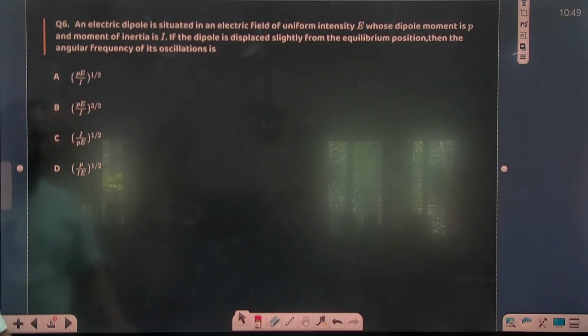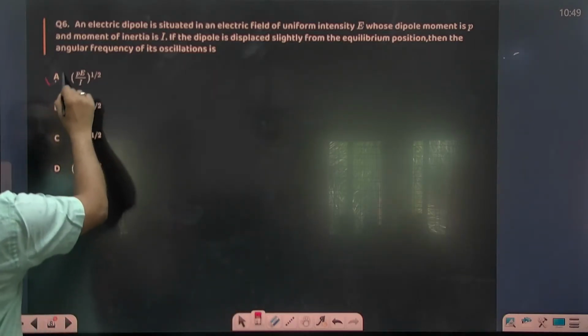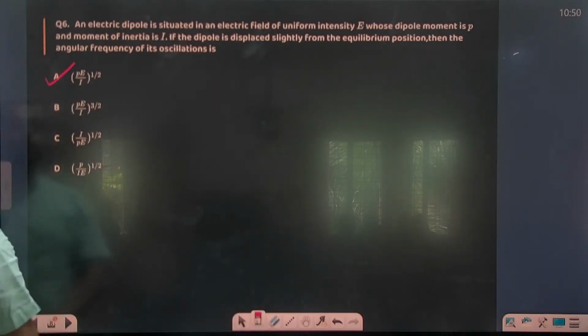Angular frequency is under root of PE by I.